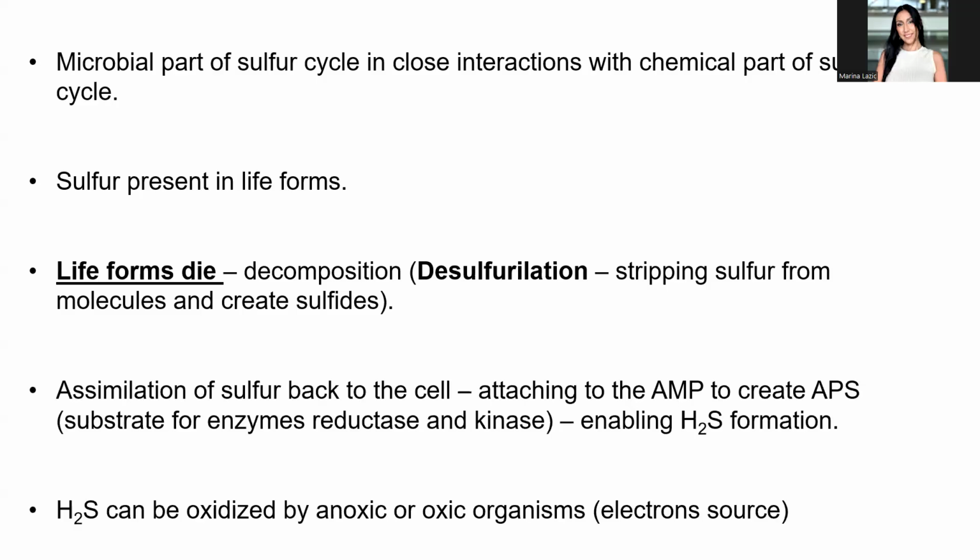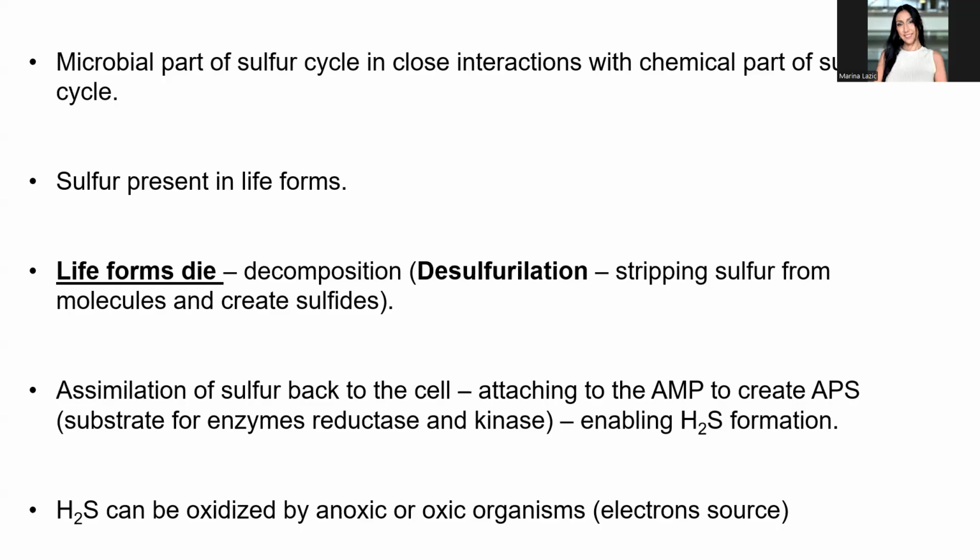They're attaching to sulfate, forming APS, and that enables H2S formation. Then H2S can be a substrate for anoxic and even some oxic organisms. We talked about sulfur-oxidizing organisms that use oxygen and consume hydrogen sulfide. Again, that's different than anoxic autotrophs.